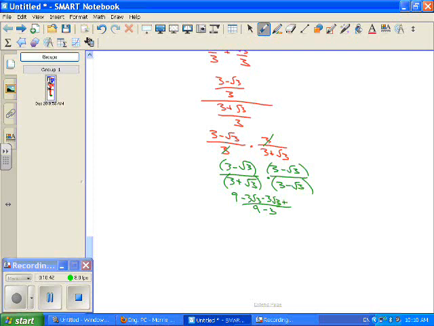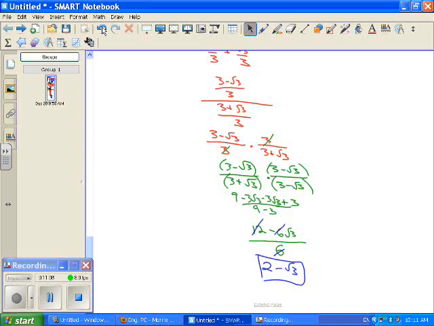Plus square root of 3 times square root of 3 is square root of 9, which is 3. So when I simplify it all, 3 plus 9 is 12, minus 6 square root of 3, all over 6. What do all three of those things have in common? 6. So I'm going to get 2 minus square root of 3. The worst part of that one was the simplifying.